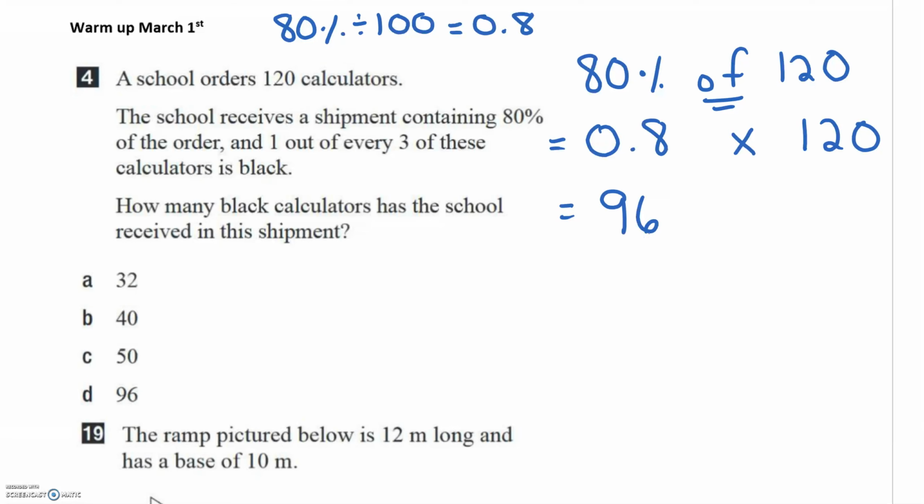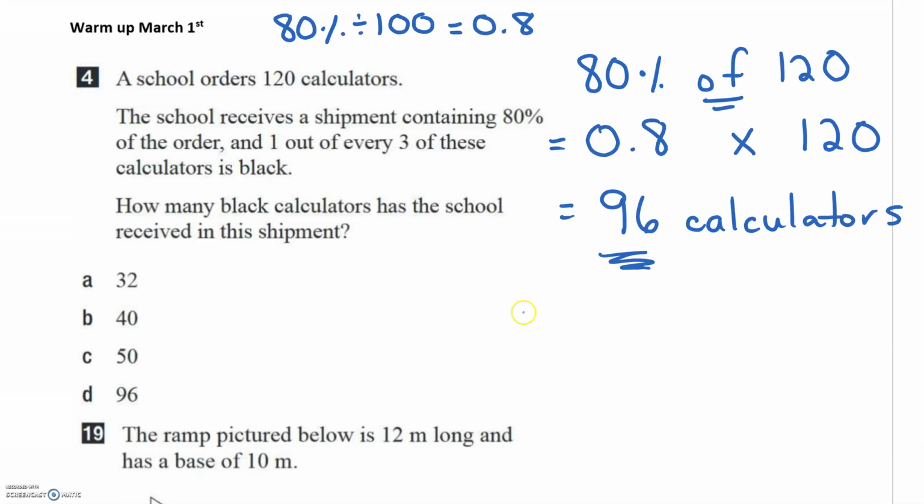So that means that the school got an order of 96 calculators out of 120. But out of these calculators, 1 out of every 3 is black. So we need to figure out how many black calculators the school has received in this shipment. So within the 96, how many black calculators has the school received?